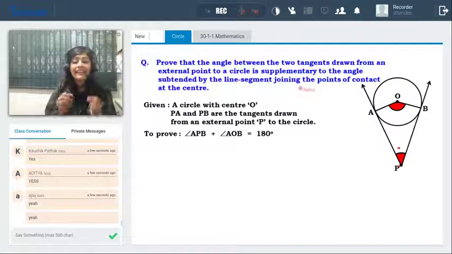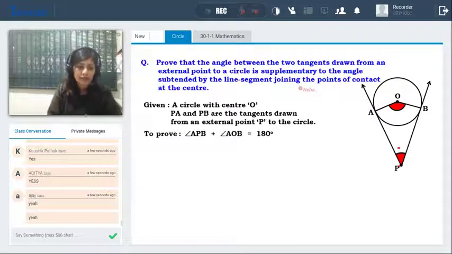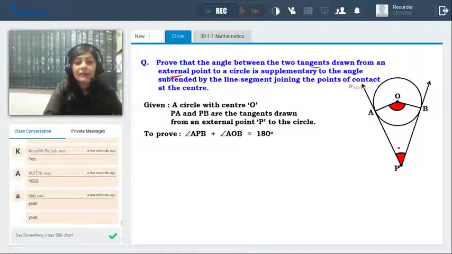Students, now observe, in case this diagram was not given to you, how do you draw this diagram? So pay attention, I'll be breaking this diagram for you. We have two tangents drawn from one external point. So first, from an external point, we have drawn two tangents, PA and PB. Now, it has to be supplementary to which angle? Angle subtended by the line segment.